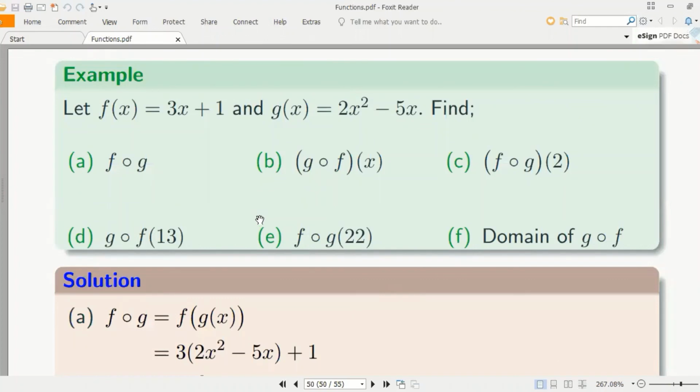Now, let me do 2 or 3 here. Let f of x be this and g of x be this. Find g composition f. Plug in your x. And that's just done.